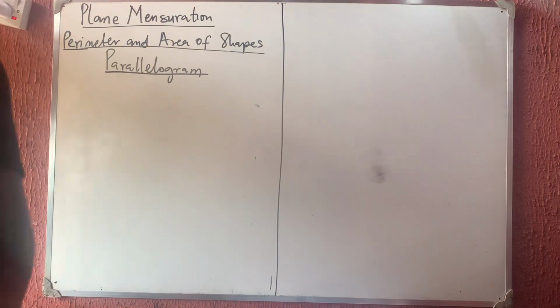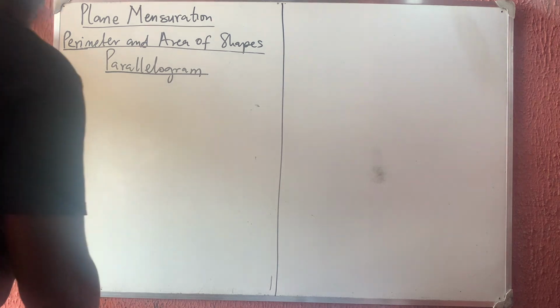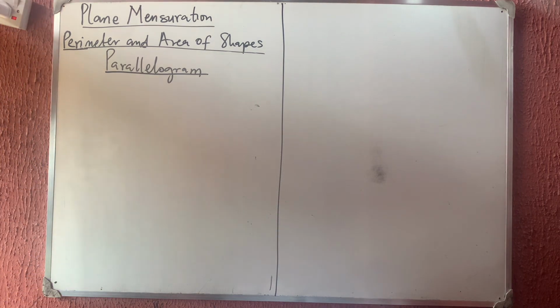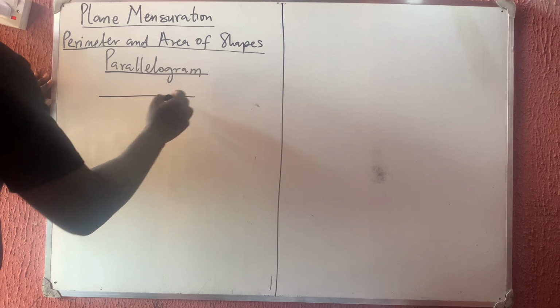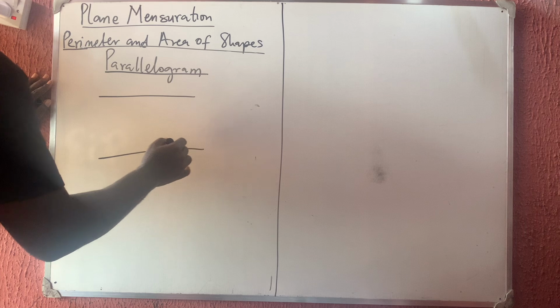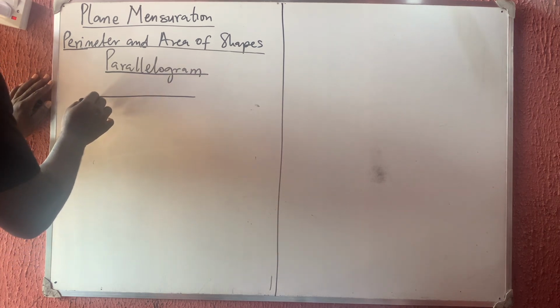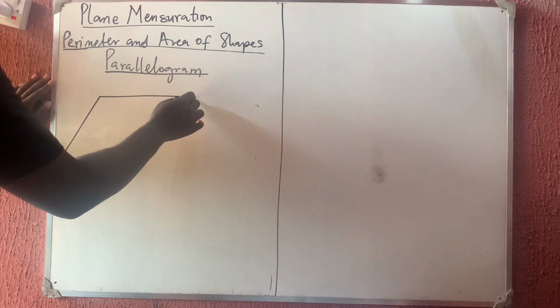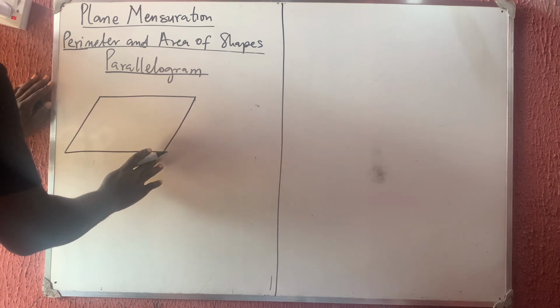In this video, we'll be talking about plane mensuration, perimeter and area of shapes. In this particular video, we'll be talking about the parallelogram. A parallelogram is simply a shape in which the opposite sides are parallel to each other. In fact, a rectangle is a special case of a parallelogram.